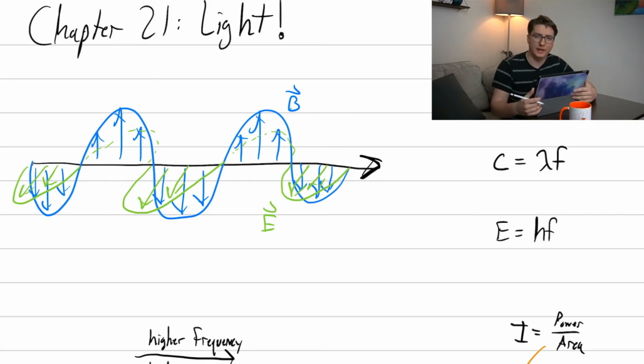Light doesn't have mass, it's massless, but it does have energy, which may be something that we're not used to and it's hard to think about. But because it has energy, it also is going to have momentum, and it's also going to have pressure. It's going to be able to create pressure and exert forces on things.